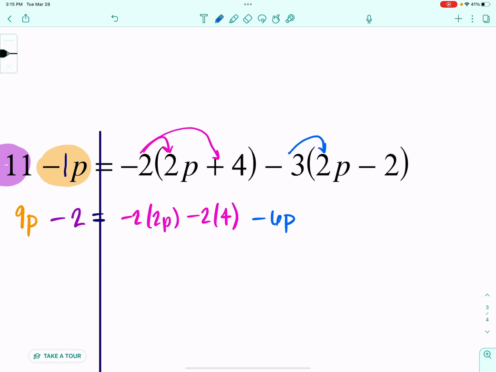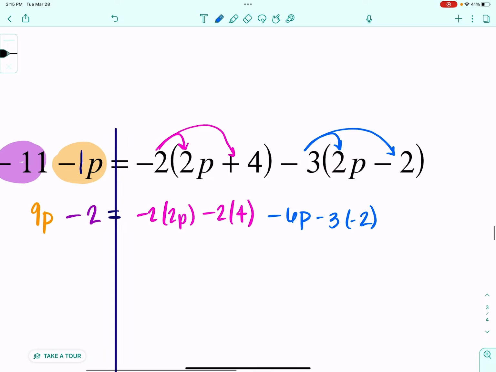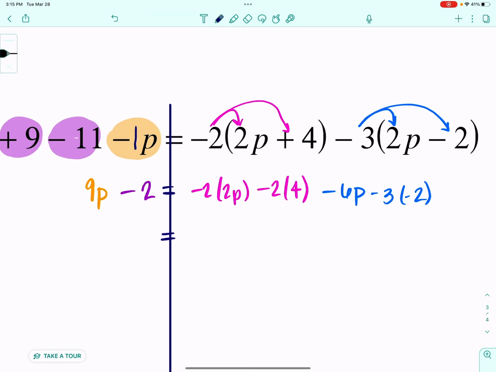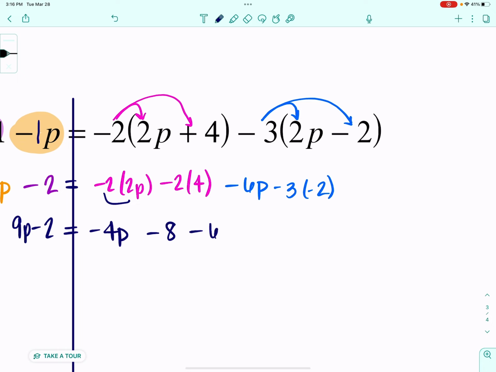I get negative 6p, and then negative 3 times negative 2. Then I'm going to clean that up a little bit. The left side is going to stay 9p minus 2. The right side, my negative 2 times 2 is a negative 4p. Negative 2 times 4 is negative 8. I have my negative 6p still. Negative 3 times negative 2 is a positive 6.